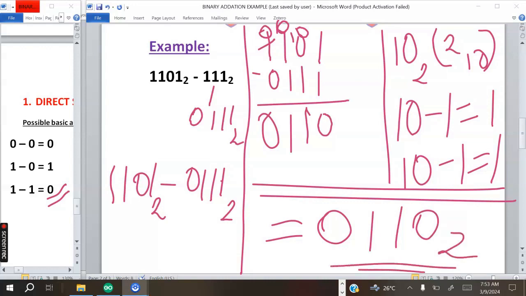So the most important part in direct subtraction is that as long as you're able to get the basic subtraction principles, that is 0 minus 0 is equal to 0, 1 minus 0 is equal to 1, and 1 minus 1 is equal to 0, you'll be able to get all the working correct.